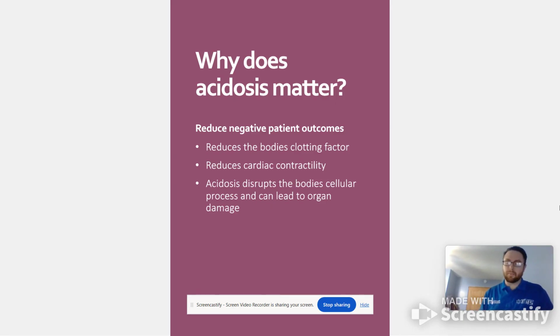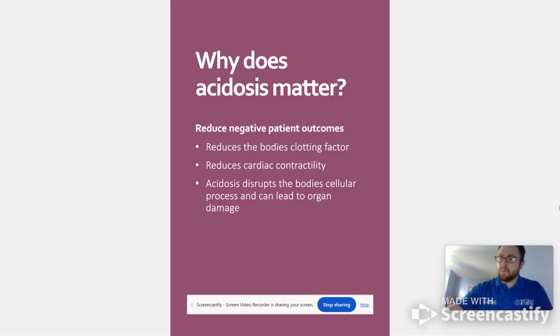We want the body to have the most conducive environment to using natural clotting factors. We obviously want the heart to keep pumping that blood round and round, so we want to keep the heart as healthy as possible, and we also want to minimize any sort of organ damage, because that could lead to longer hospital stays, longer recovery times, and more negative outcomes of our patient.